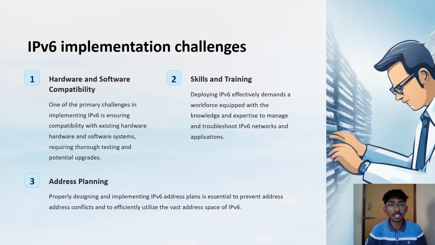IPv6 implementation challenges. There are three main challenges in implementing the IPv6 methodology: hardware and software compatibility. One of the primary challenges in implementing IPv6 is ensuring compatibility with existing hardware and software systems. Since this is a new method and it cannot be applied to all the hardware devices which are available, this is the first and foremost challenge which we face in implementing IPv6.